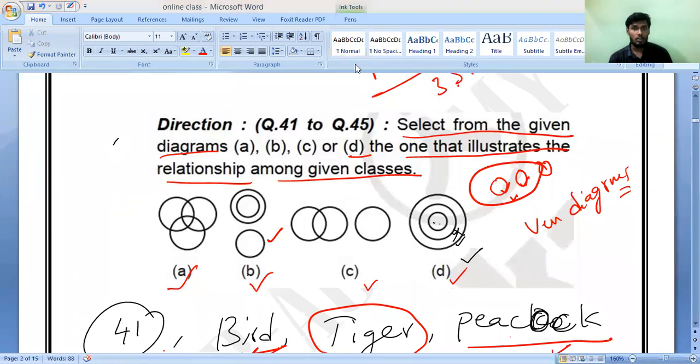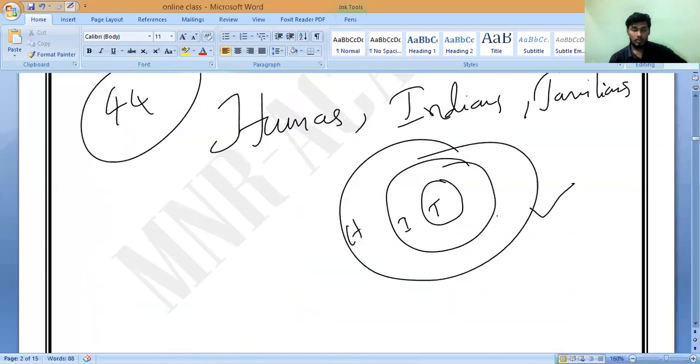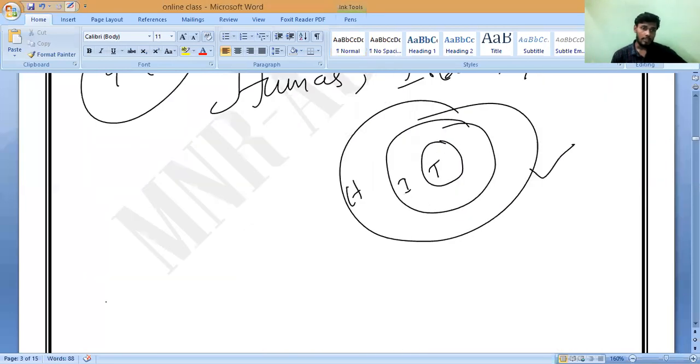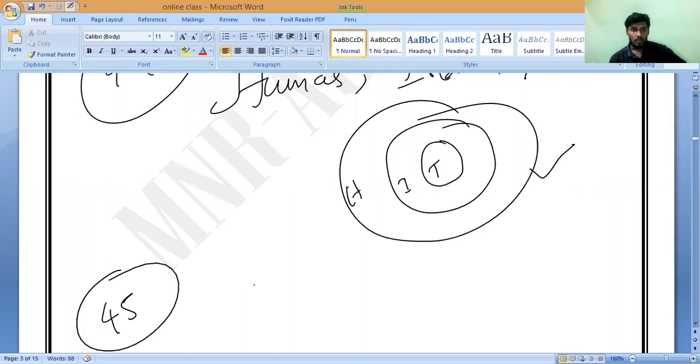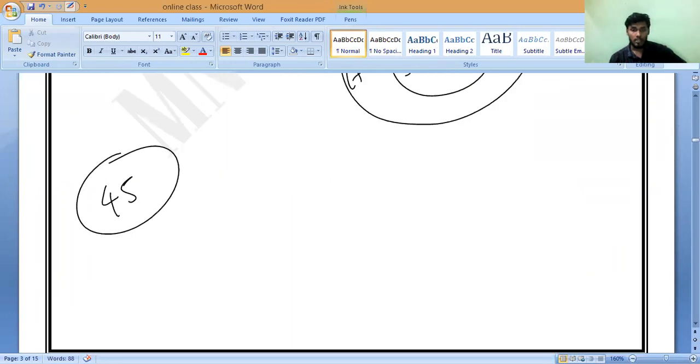Anybody having any doubt? Arun Karthikeyan, speak. Tarani, Pushpa, do you understand or not? No doubt, sir. Okay, that is very simple. Next one. Let us see who will answer first.